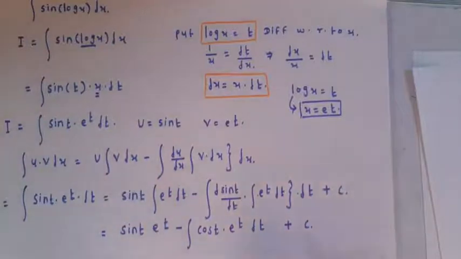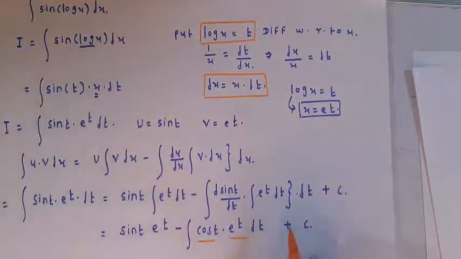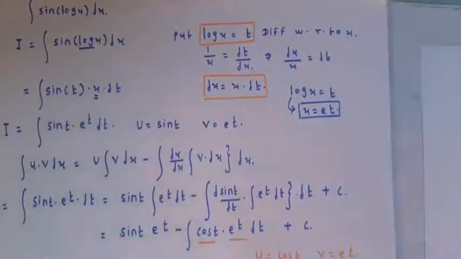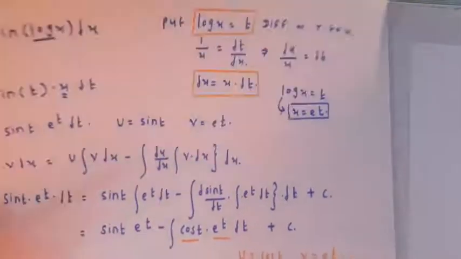Now students, again this is u into v, integration of u into v. Again by using the by parts theorem we have to solve. So again consider u equal to cos of t and v equal to e raised to t and apply the by parts theorem.